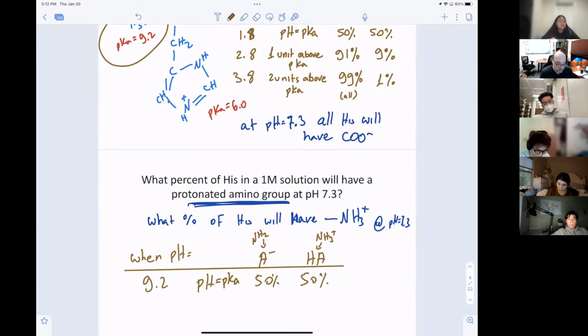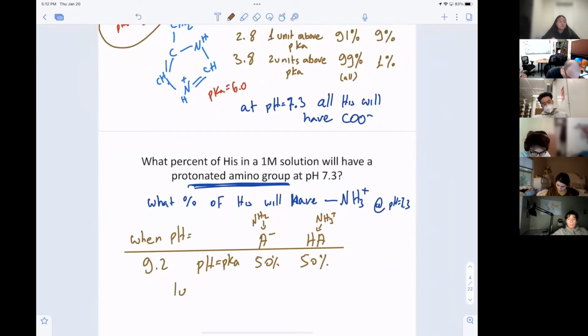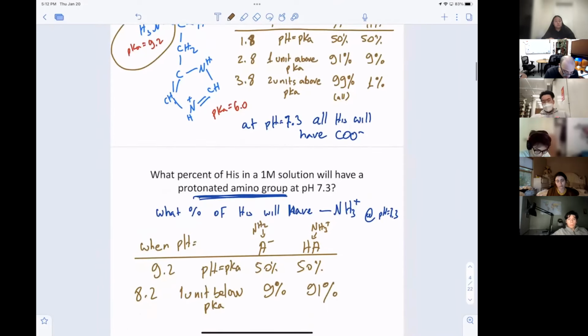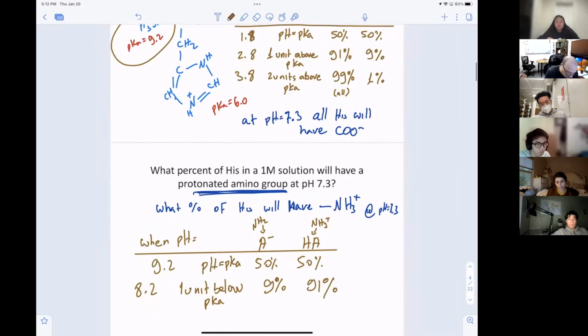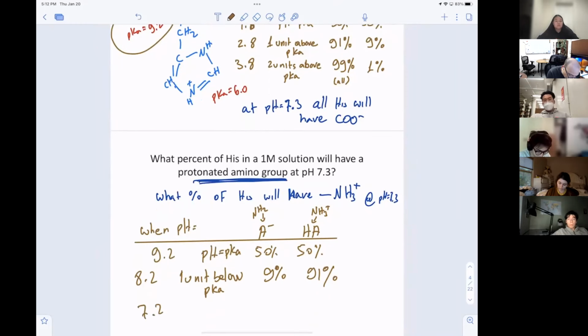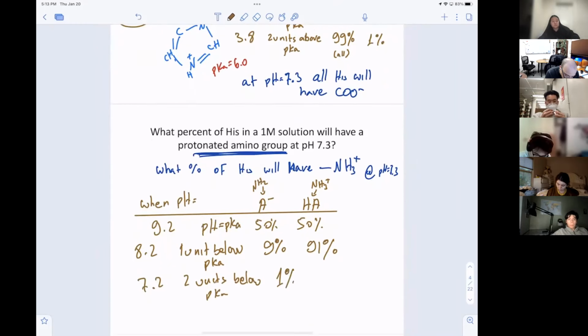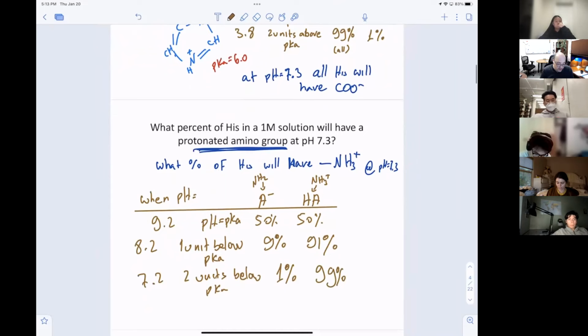They ask me about 7.3. So I can also say if it's one unit below the pKa, it's going to be 8.2, and that's going to be 9% and 91%. Why is it different? Well, because now I'm lowering the pH, so I have a little bit more of the protonated form. I have more hydrogens in the solution. How about 7? If I'm lowering by 2 units, I can say that 1% will be the conjugate base, and 99% will be the protonated form.